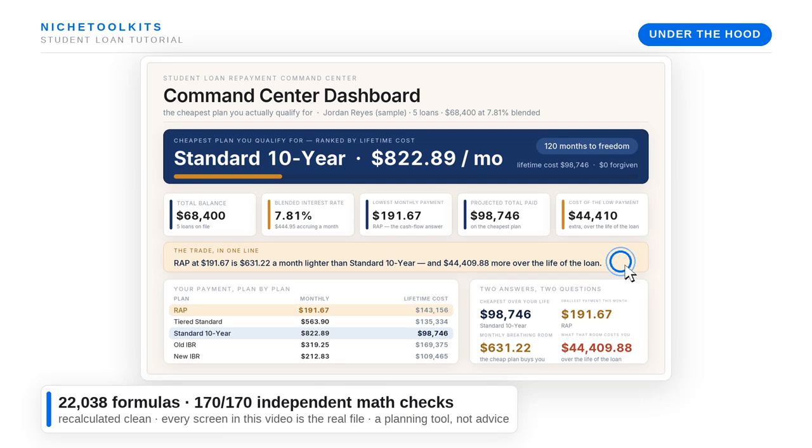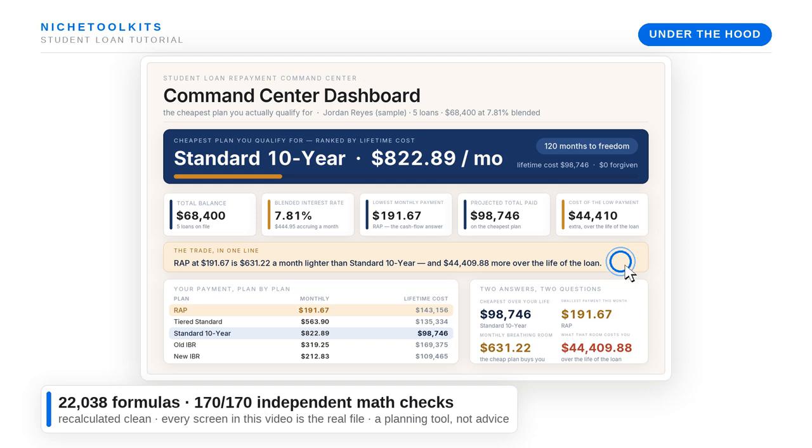22,038 formulas across 14 connected tabs. Before any of this was filmed, the workbook was recalculated clean, 0 formula errors, and passed 170 out of 170 independent math checks. Every screen in this video is that real file.